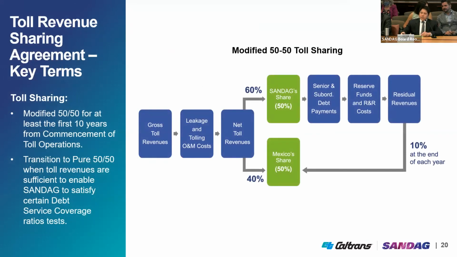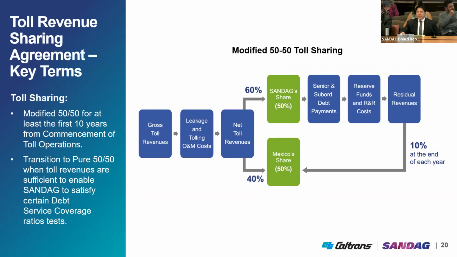Just to go into a little bit more detail on the flow of funds that Andre described earlier. So the agreement does mention that it is an equitable 50-50 split. In the beginning, though, that split is represented by this chart. There's actually gross toll revenues coming at the outset, and then Sandag would pay operations and maintenance costs, leading to net toll revenues that will then be distributed on a 60-40 basis, 60% to Sandag and 40% to Mexico initially.